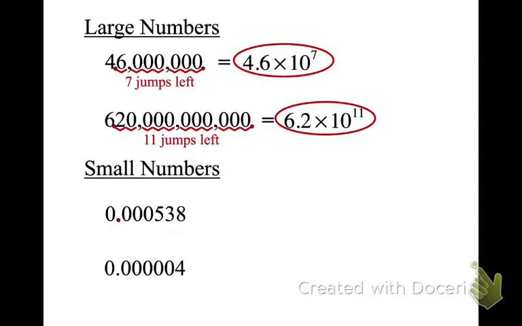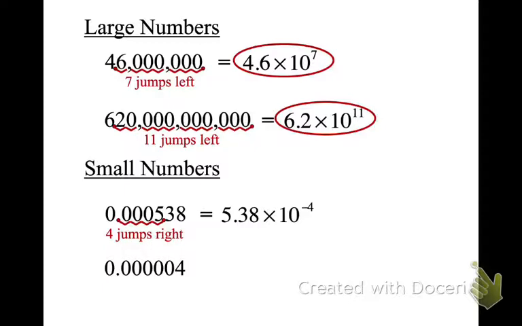Gonna jump it 1, 2, 3, 4. And I don't get to cut off the 8. As many digits as there are is what I have to write to keep it a number between 1 and 10, but less than 10. So this would be 5.38 times 10 to the negative 4th power. Okay, pause the recording and try the next one on your own.